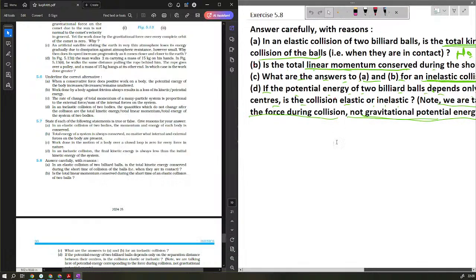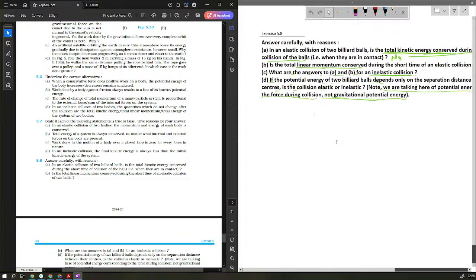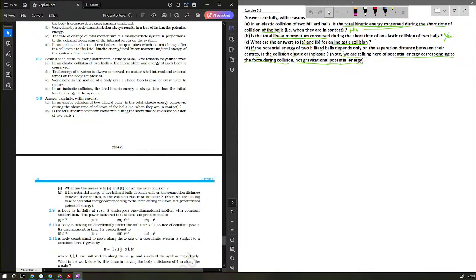Now in the 8th question we have: answer carefully with reasons. In an elastic collision of two billiard balls, the total kinetic energy is conserved during the short time of the collision of the balls, that is when they are in contact. Actually, when they are in contact, the total kinetic energy is not conserved. The second question: is the total linear momentum conserved during the short time of an inelastic collision between two bodies? That is also true.